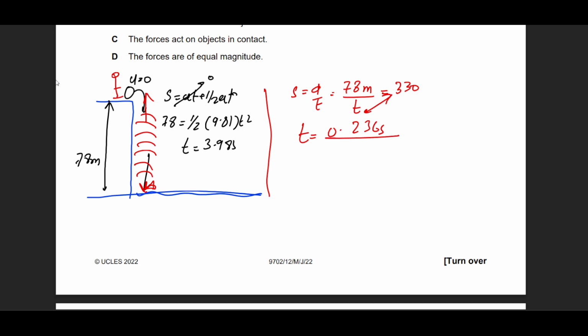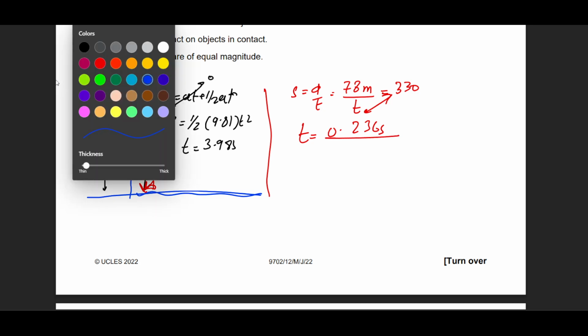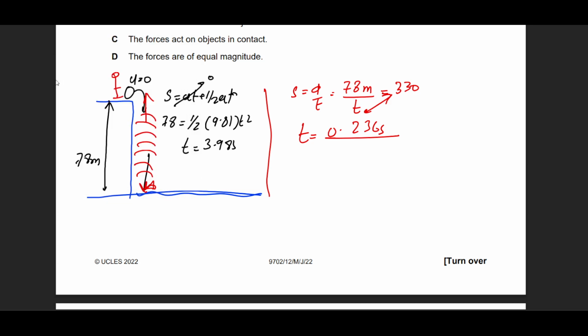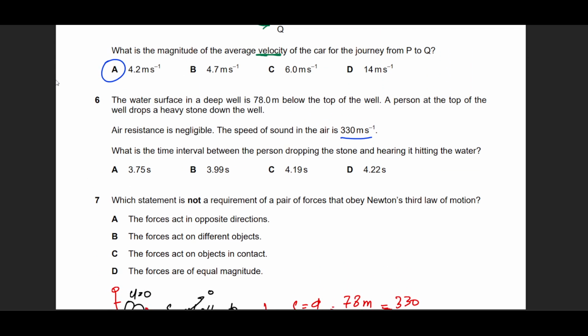So time comes out as 0.236 seconds. The total time of the journey from throwing the stone downwards until you hear the sound upwards will be 3.98 plus 0.23. So the total time of the system is 0.236 plus 3.98, which gives me 4.22 seconds as my answer, which is going to be option D.